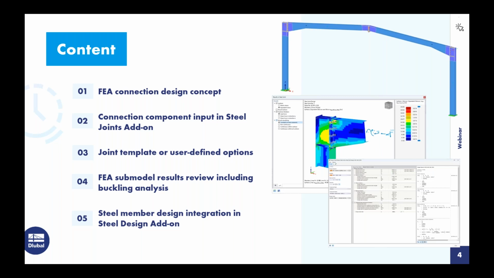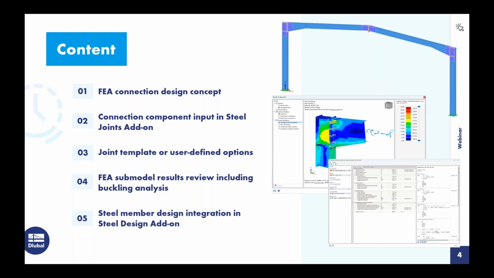We'll then move on to our example, which is shown over here on the right-hand side with a simple steel frame. We'll talk about the connection component input utilizing the Steel Joints add-on within RFEM. We'll also discuss the joint template options, or the ability to create your own user-defined connection options.